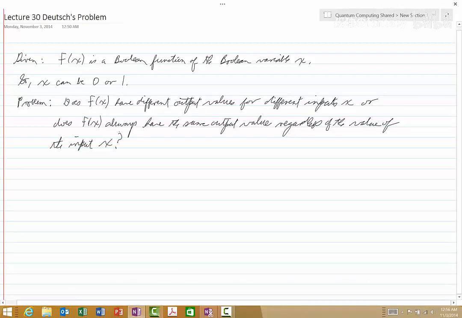This is what we're trying to solve, and this will be the first algorithm that we've discussed in which we will see a clear advantage from quantum computing over classical computing. If we wanted to try to answer this kind of a problem classically, the only alternative would be to try the two different input values, x equals 0 and x equals 1, and to see if the output is the same or if it's different. But as we'll see with quantum computing, that's not necessary. So how does this go?